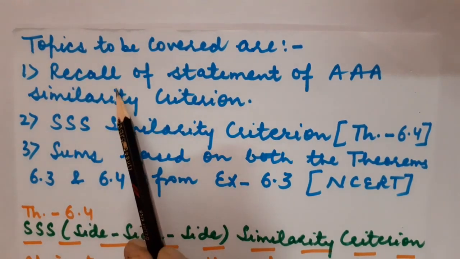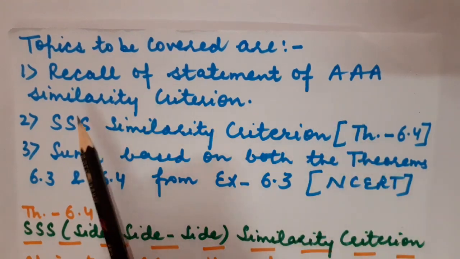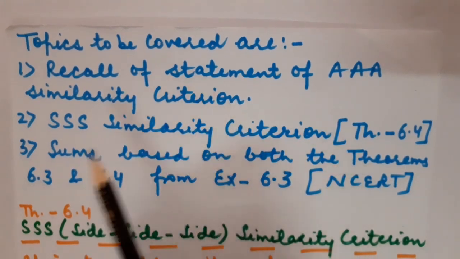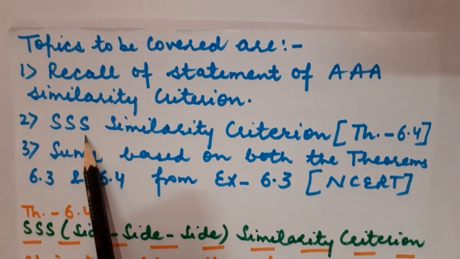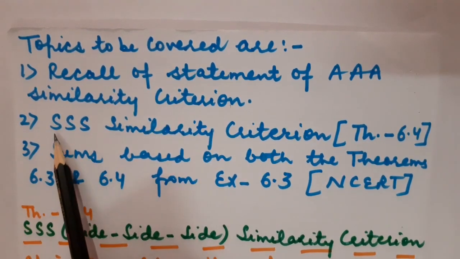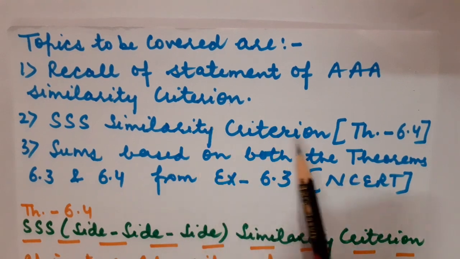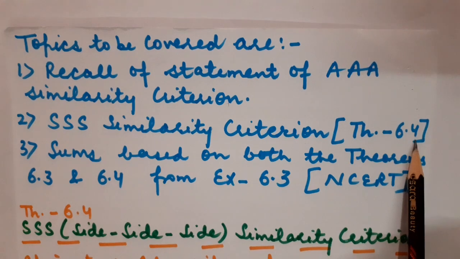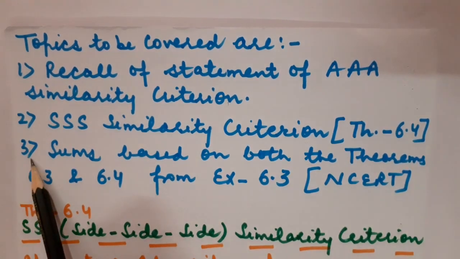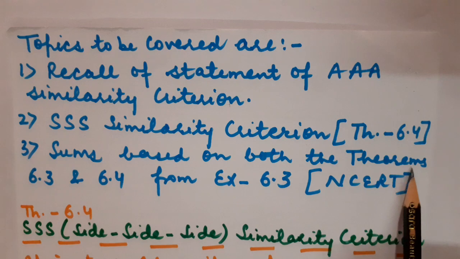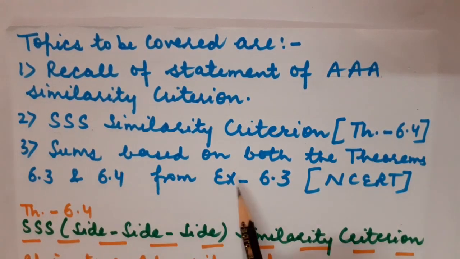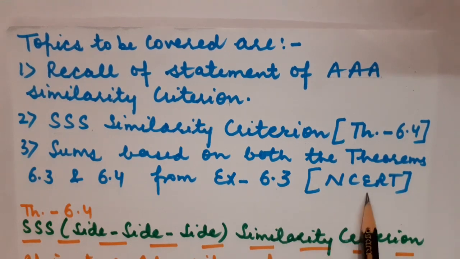first of all I will make you recall the statement of triple A similarity criteria, which is actually theorem number 6.3 in your NCERT textbook. After that children, I will explain you how to derive triple S, that is side, side, side similarity criteria of two triangles. This is theorem number 6.4. And children, later we will be doing sums based on both the theorems, that is triple A as well as triple S, from exercise 6.3 from NCERT.